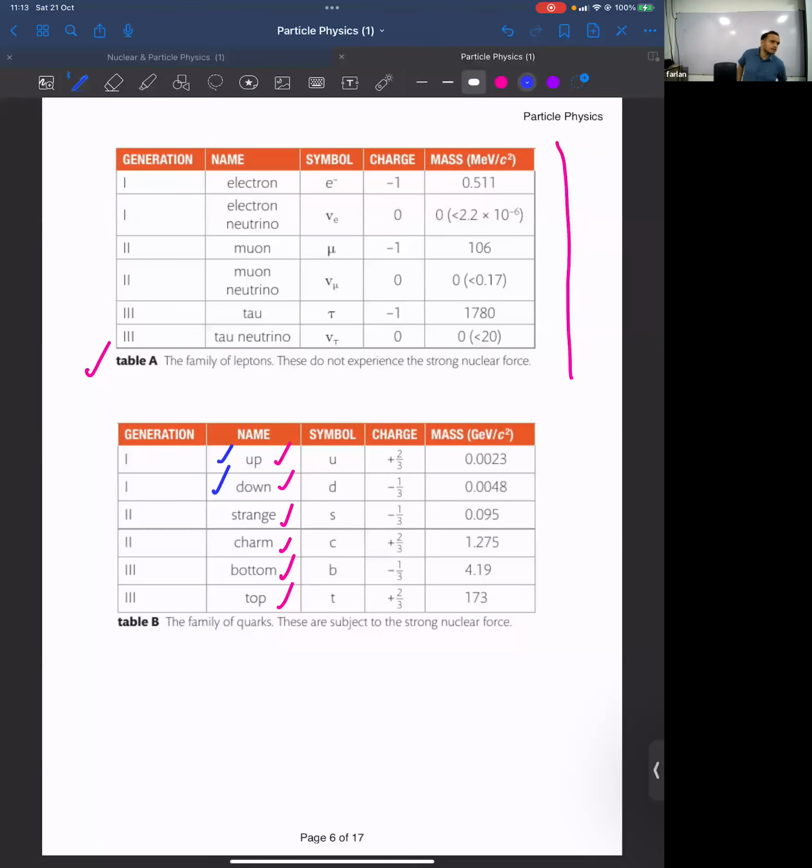Yes, sir, what is your question? Subatomic particles, but quarks experience the strong force. Not same as electrons. Subatomic particles, both, but completely two different types. Okay. We'll speak about it in the next class.